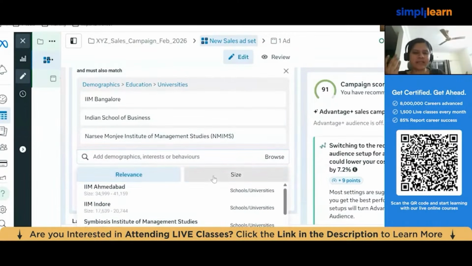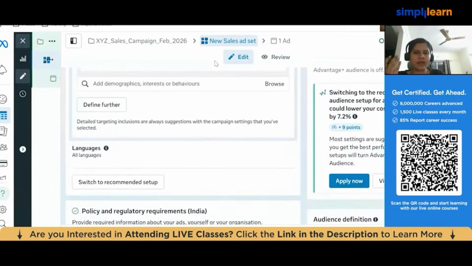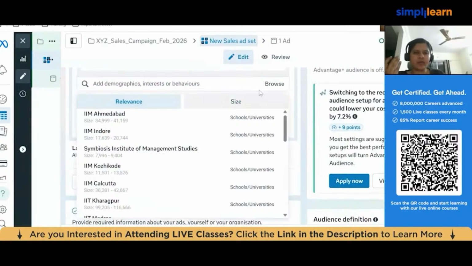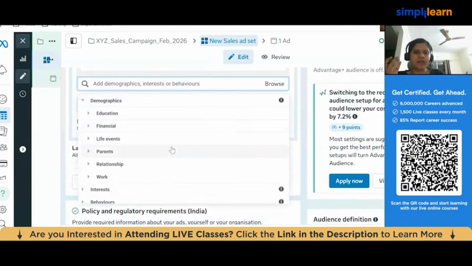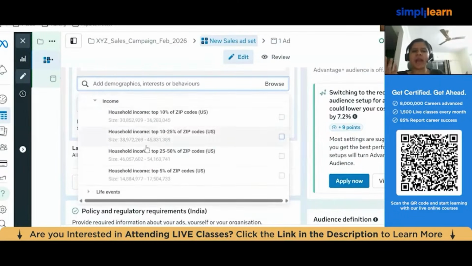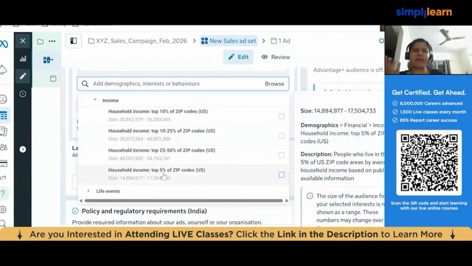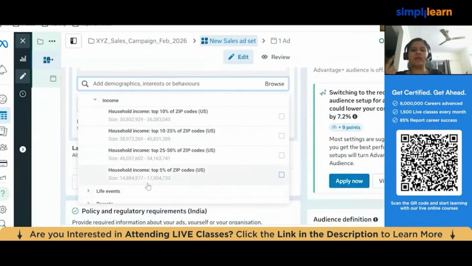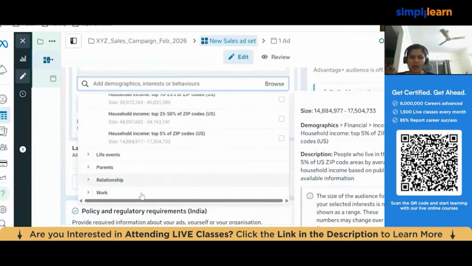Now what's the next thing that we have? Again, we'll go under demographics to see what we have. So finance, guys, we can't target, at least for India, because this is based on US zip codes, so it's not relevant for me. But if I'm doing some targeting for a US location, I can do this. I can target people whose household income comes under the top 5% and so on.